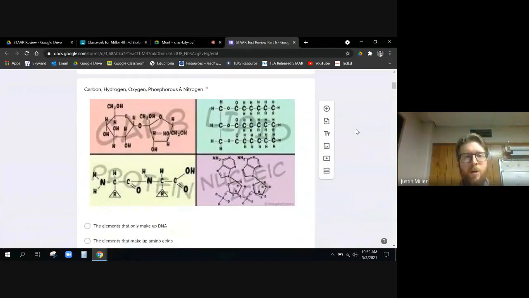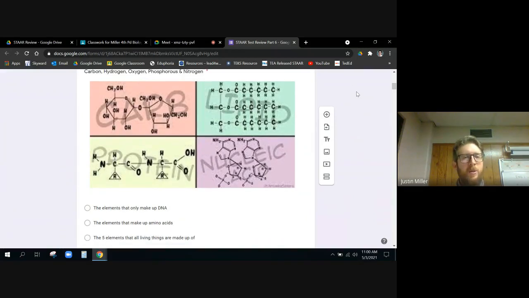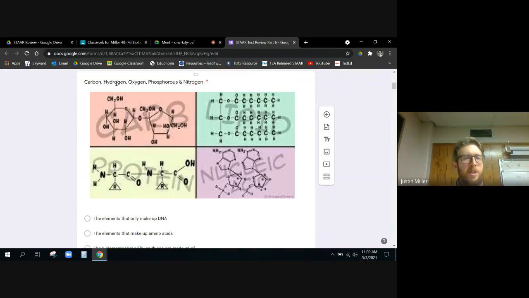Okie doke. So carbon, hydrogen, oxygen, phosphorus, and nitrogen, or for short, how I tell you to remember it is CHOPN. What is that? Well, here's a picture as a hint. Remember, these are the biomolecules. We have carbs, lipids, proteins, and nucleic acids. These are the four molecules that make up all living things. And they're all made up of some combination of these elements: carbon, hydrogen, oxygen, phosphorus, nitrogen, or CHOPN.